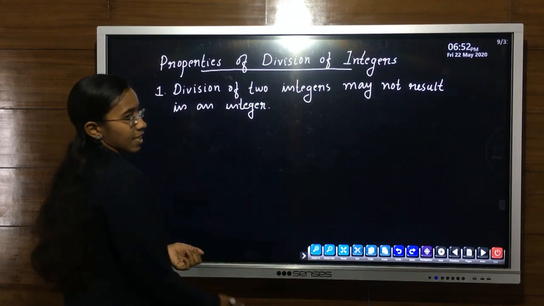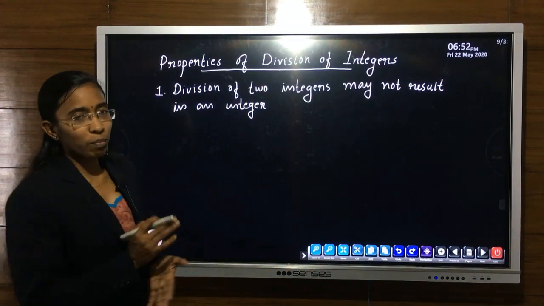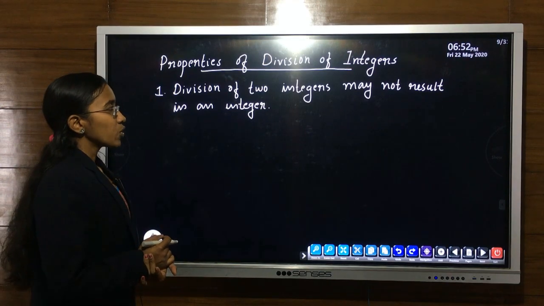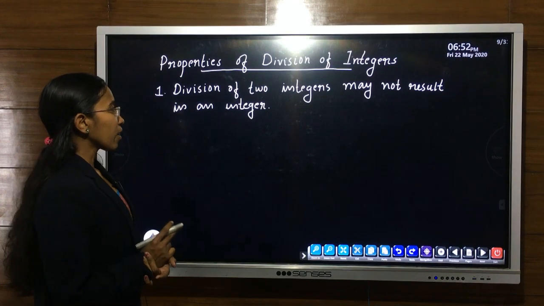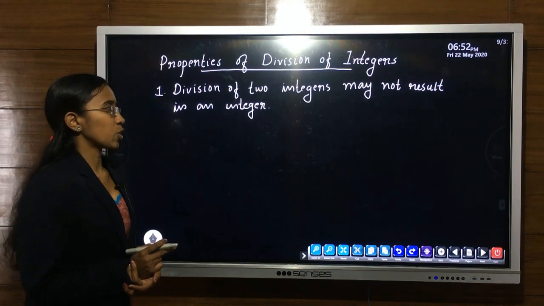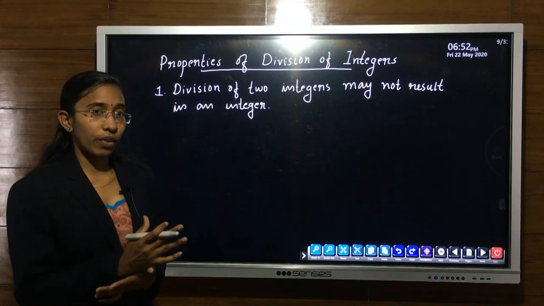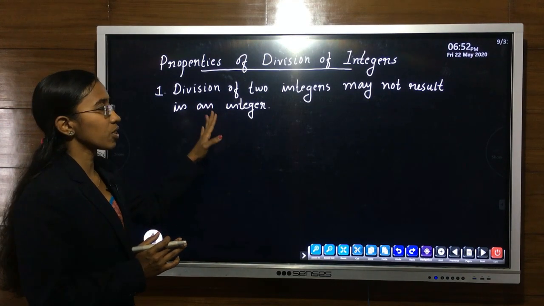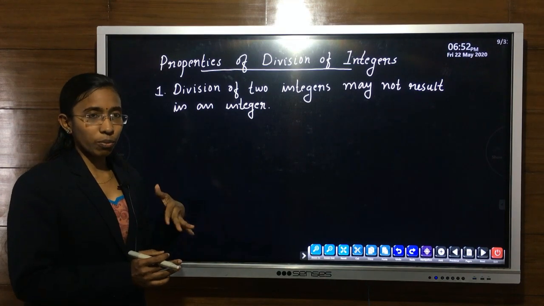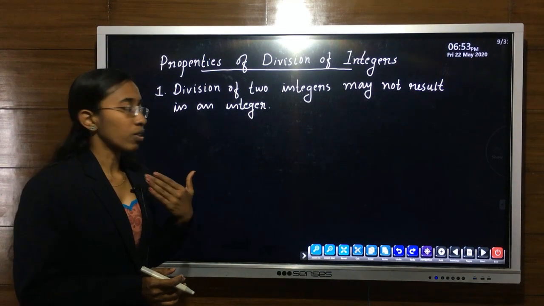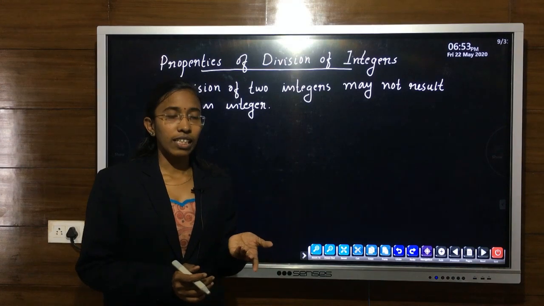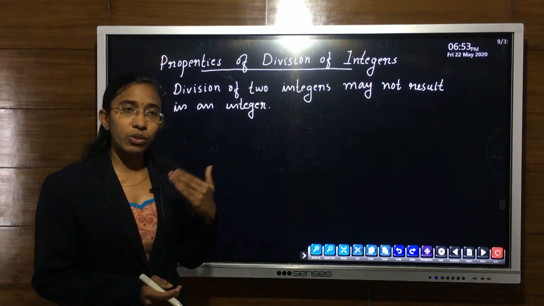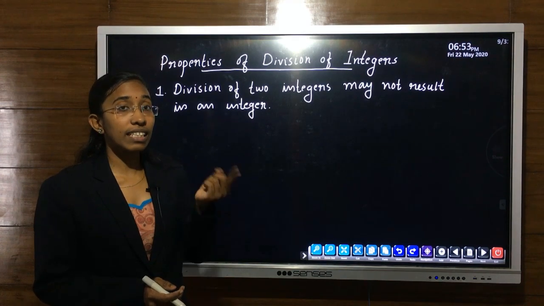And our next section is properties of division of integers. First one: division of two integers may not result in an integer, which means division is not satisfying the closure property. Actually, that is the meaning of this sentence. We know what the closure property of multiplication is. Suppose a and b are two integers. Then when we multiply two integers, our answer is also an integer.